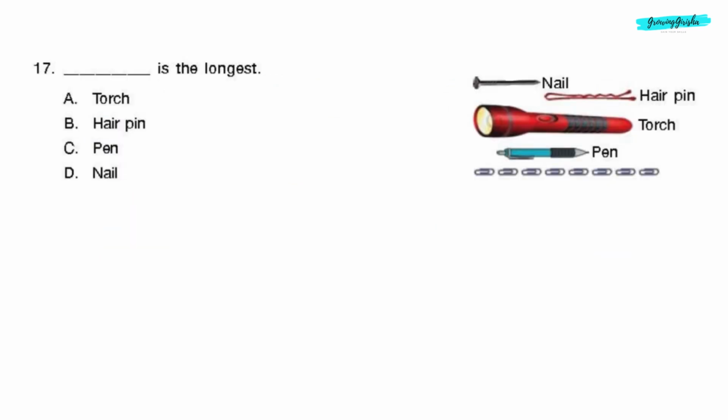Question 17. Dash is the longest. So it has 1 pin, 2 pin, 3 pin. So nail has 3 pin. Now we'll find of hairpin. Hairpin is 1, 2, 3, 4 clips long. So, hairpin 4. Now, we'll find the length of torch.